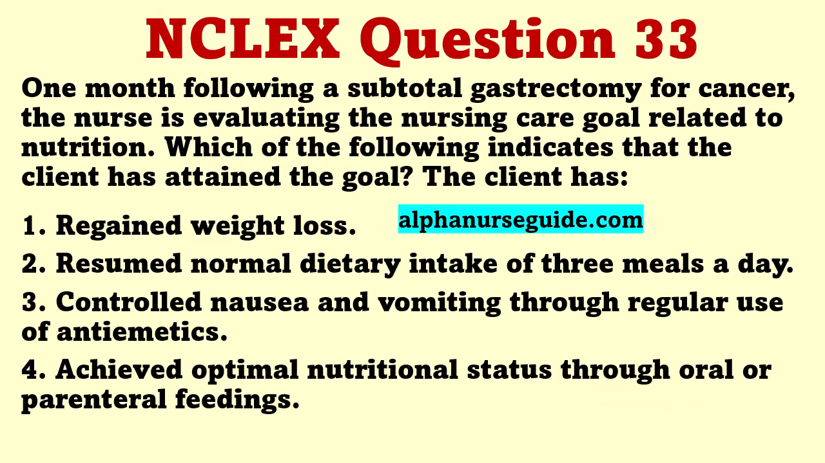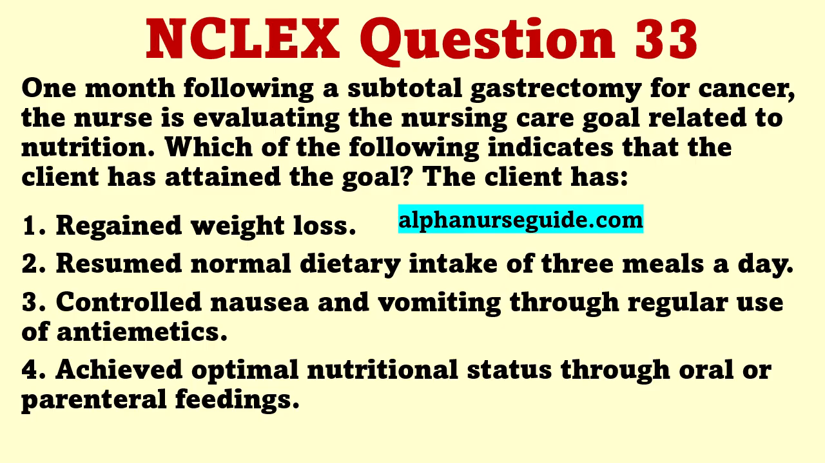One month following a subtotal gastrectomy for cancer, the nurse is evaluating the nursing care goal related to nutrition. Which of the following indicates that the client has attained the goal? The client has 1. Regained weight loss. 2. Resumed normal dietary intake of 3 meals a day. 3. Controlled nausea and vomiting through regular use of antiemetics. 4. Achieved optimal nutritional status through oral or parenteral feedings.